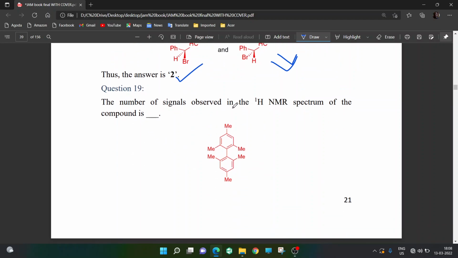Next question is: number of signals observed in the proton NMR spectrum of the compound. So this is the molecule, a very symmetrical molecule. Whatever signal is seen in one of the rings, that same signal will be seen in the second. These two carbons attached here have no hydrogen. You come next, here also no hydrogen, here also no hydrogen, right? All these are chemically identical. Now this methyl has exactly the same environment as this methyl. Similarly, this methyl and this methyl also have the same environment, and all four are in chemically identical environment.